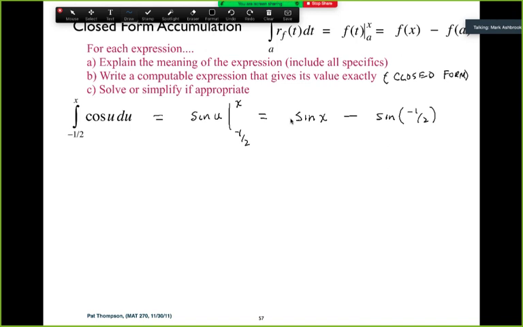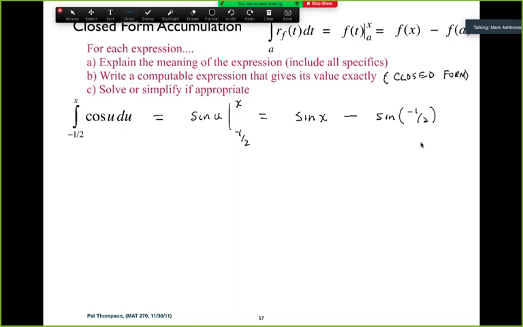So what's the meaning of this expression? What does this function give us? The exact net accumulation in closed form. The point is, it gives the exact same thing this does. It's the same function, just in a different form, closed form. It's the exact net accumulation of a quantity whose rate of change is cosine x, starting from -1/2, accumulating to x. So it's the same thing, but now in a computable form.